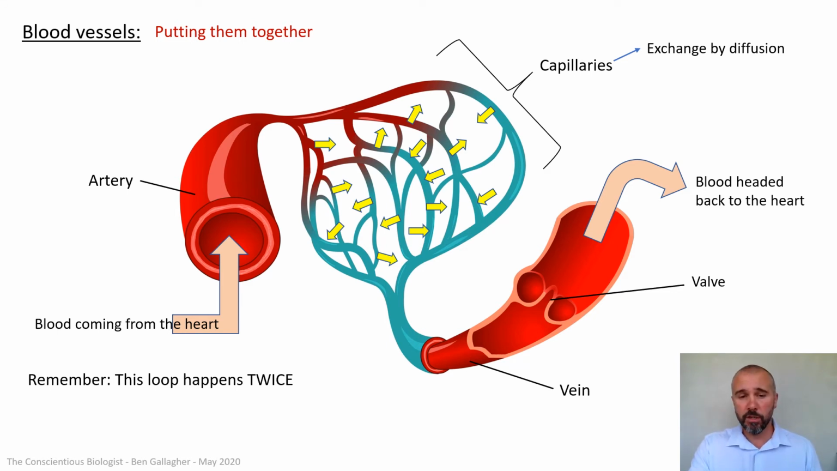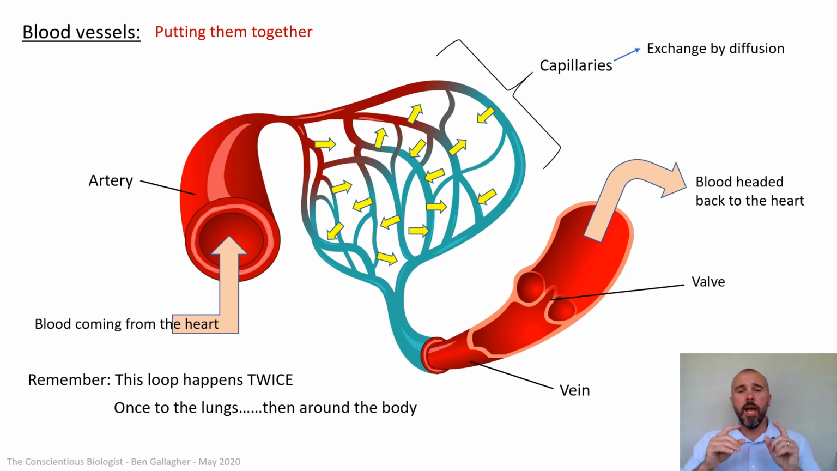Now remember, this loop happens twice. Once to the lungs, so you've got blood coming from the heart up to the lungs, spreading into those capillaries, covering the alveoli, coming back in the pulmonary vein to come back to the heart. And then a second loop going all around the body.